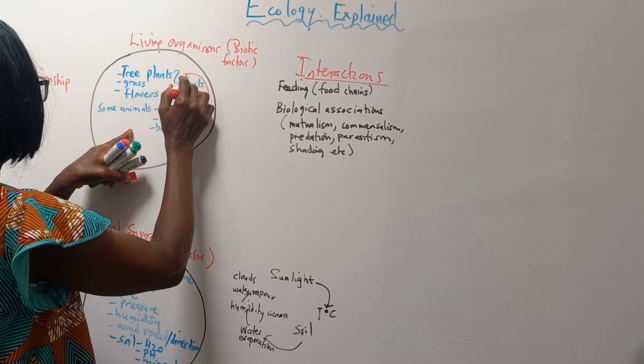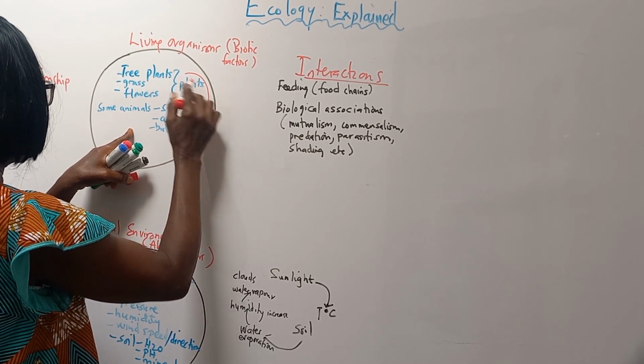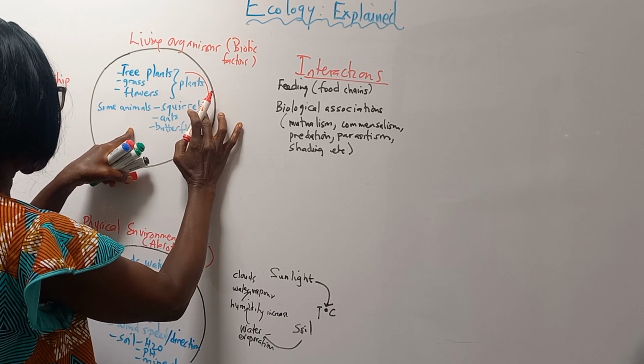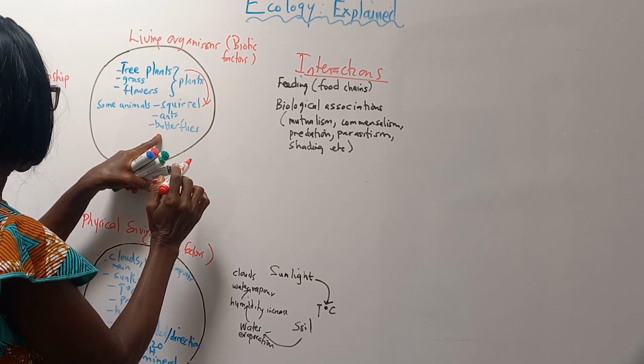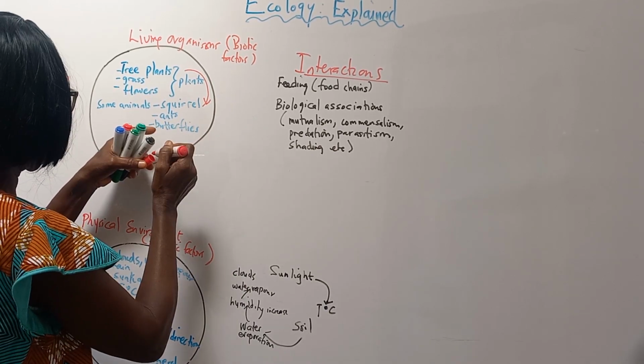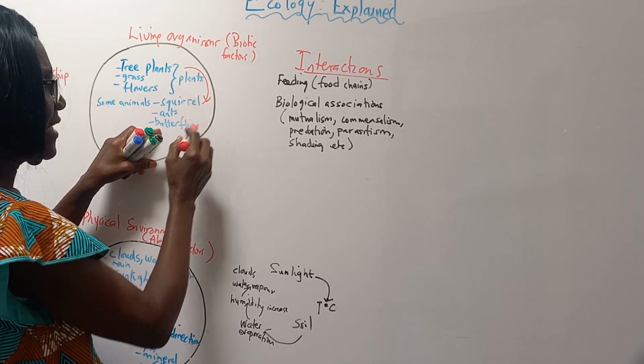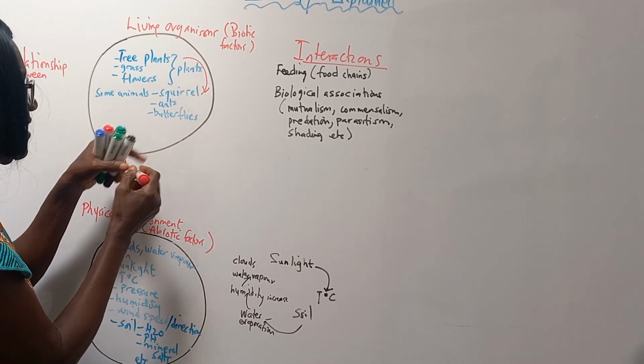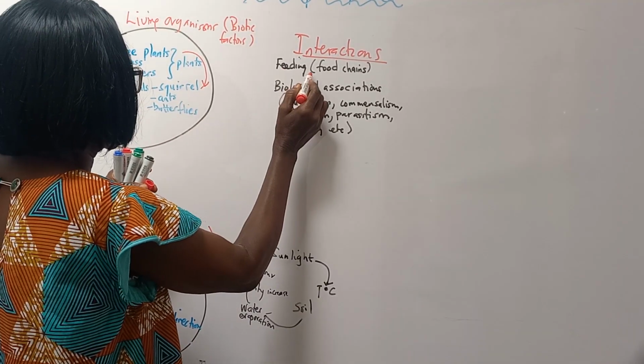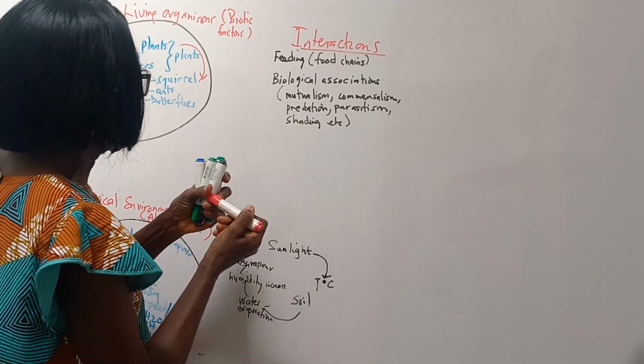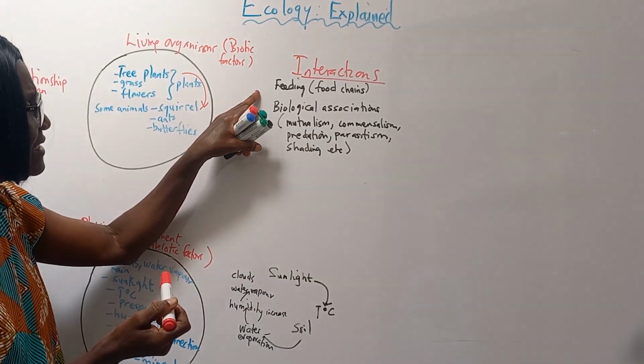Squirrels will take something from the plants. So the plants will give squirrels something, that is a feeding interaction. The butterflies will be feeding on nectar and the flowers. So we have feeding interactions that form the food chains. We'll talk further about them in another lesson.